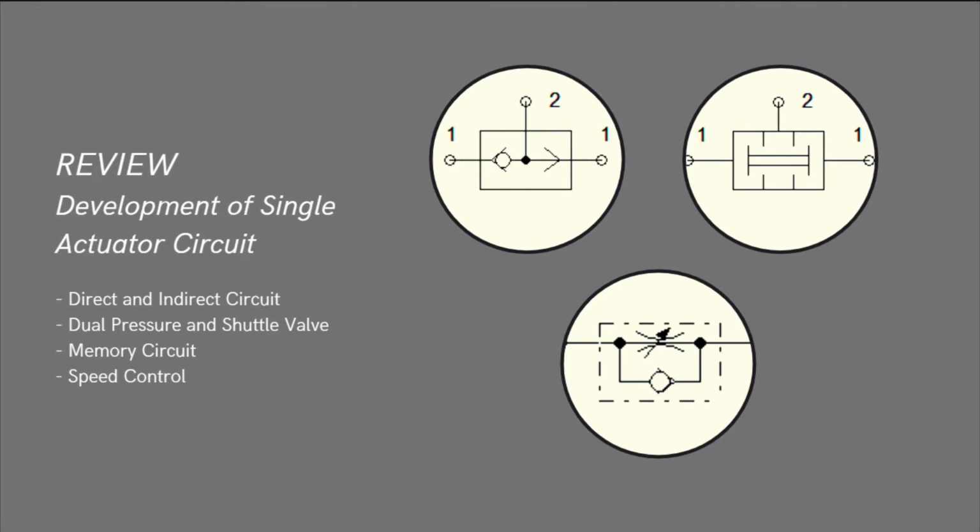We have discussed what is the difference between direct and indirect circuit, the use of dual pressure and shuttle valve, how memory circuit is used, and what component we use to control the speed of our cylinders.